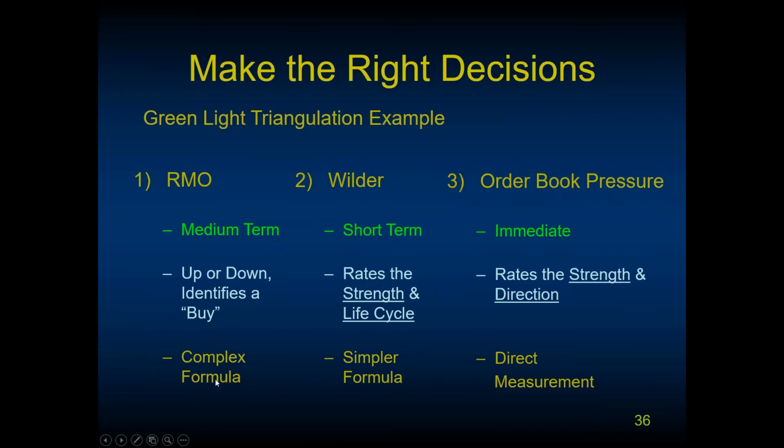Finally, the RMO is a complex formula with a lot of obtuse math in it. Wilder is slightly simpler, and the OBV at the end is more or less a direct measurement of the buying pressure of the price action of the day. So again, each one of these indicators adds something to the mix. They have different strengths and weaknesses, but they add together to form what we find is a very, very tight triangulation or corroboration for a signal.